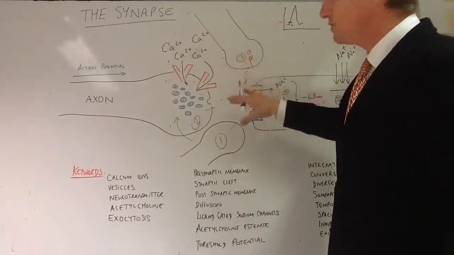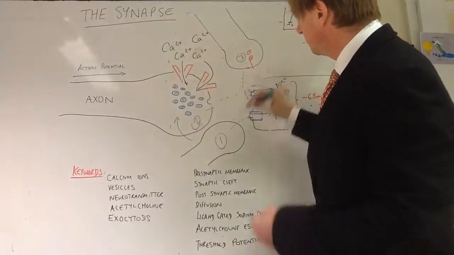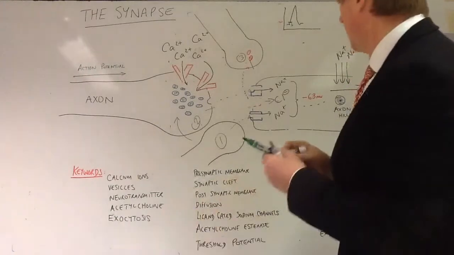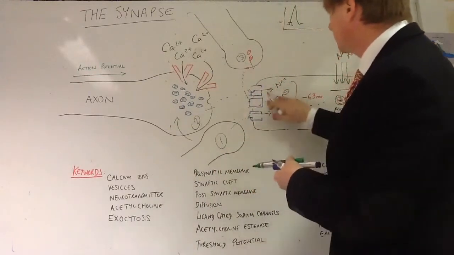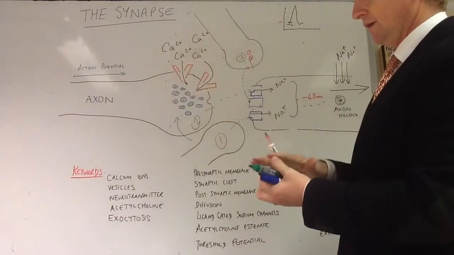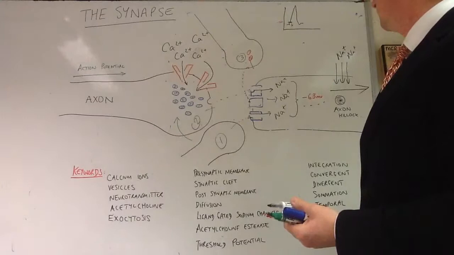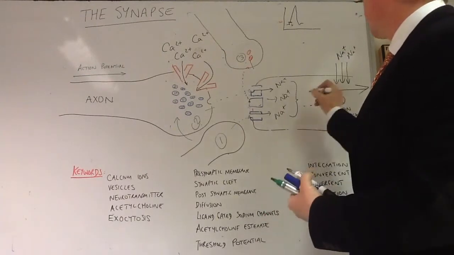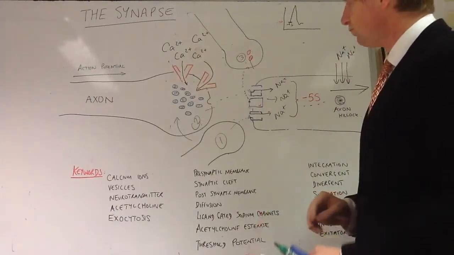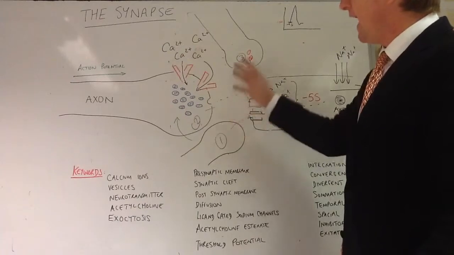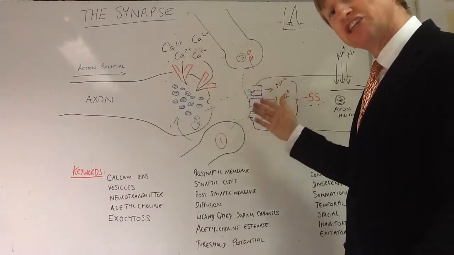But if this happened to have been excited as well, and it had been a sodium ion gated channel, and we've got Na+ in here as well, then we would have three excitatory gated channel responses, and that might take it to minus 55, and then we get the action potential. So these synapses can be excitatory or inhibitory, and it depends upon which of the ligand-gated channels they open.